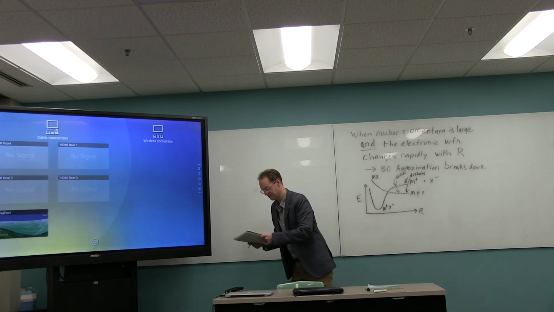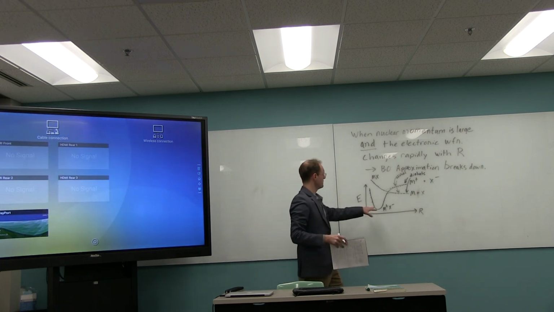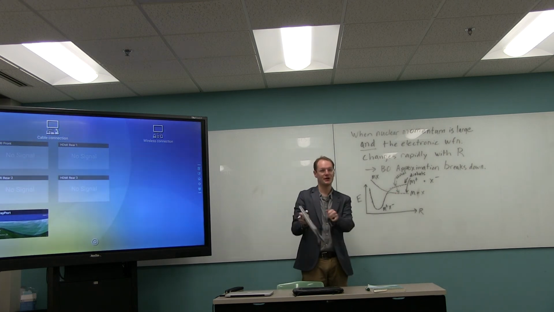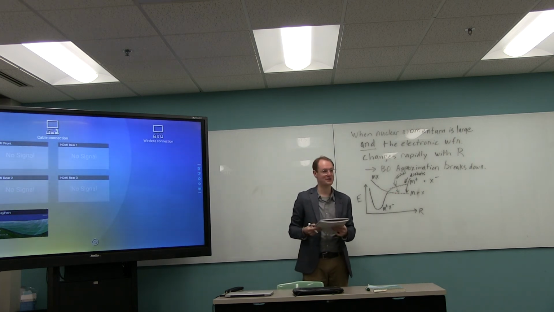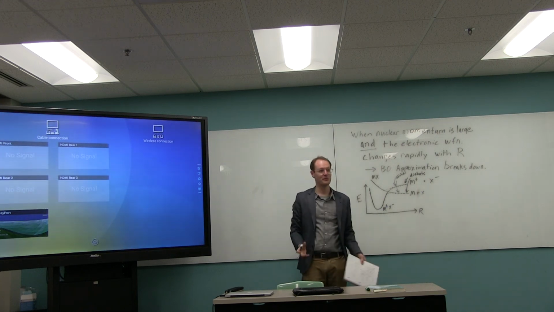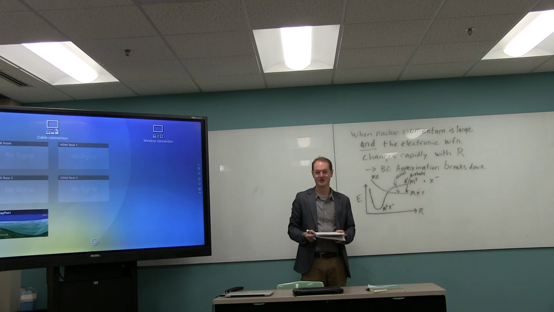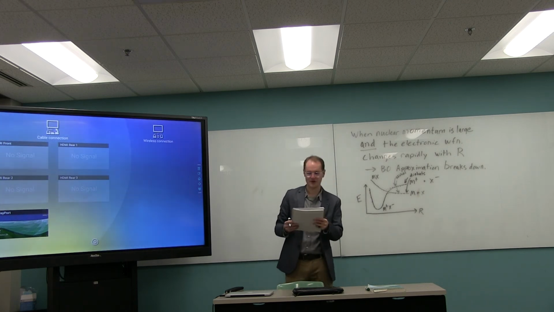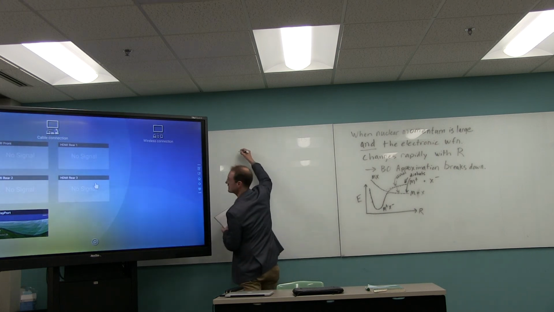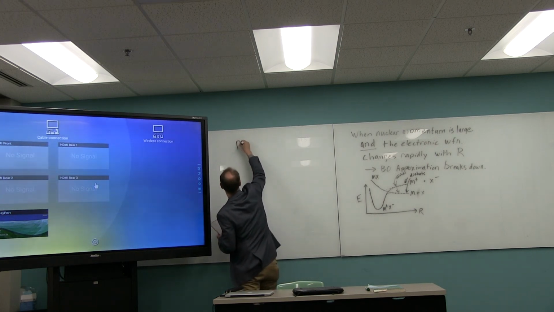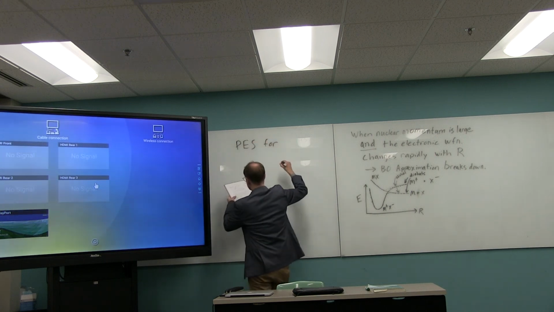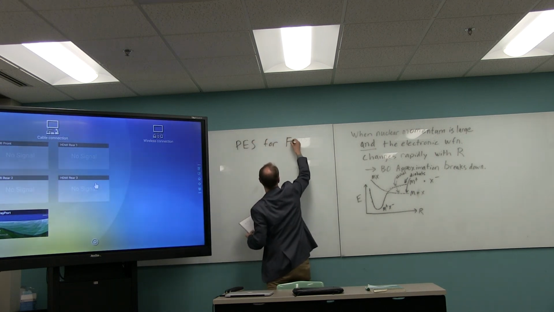Okay, so we drew some simple potential energy surfaces for just diatomic systems. Of course, as you increase the number of atoms in your system, the potential energy surface starts to become much more complicated because you have 3N minus 6 vibrational degrees of freedom in your system. And so, for example, if you have a triatomic system, we can consider the potential energy surface for this reaction that we've been talking about, F plus H2.